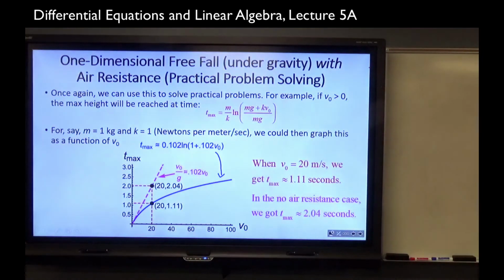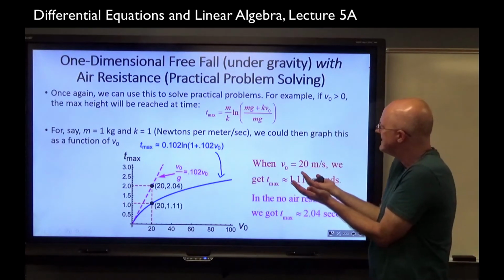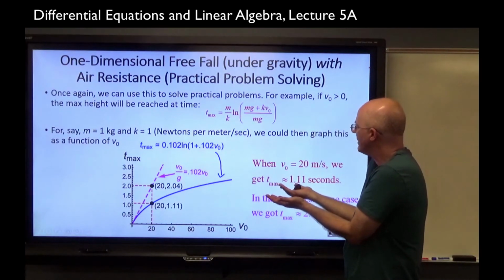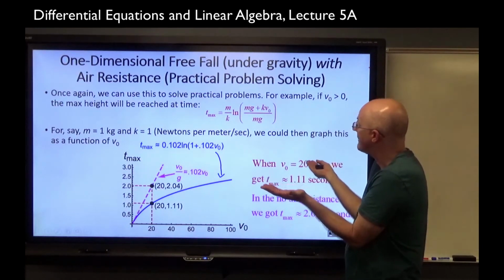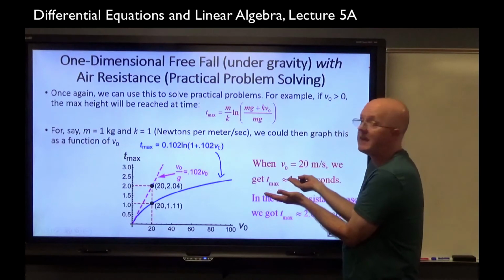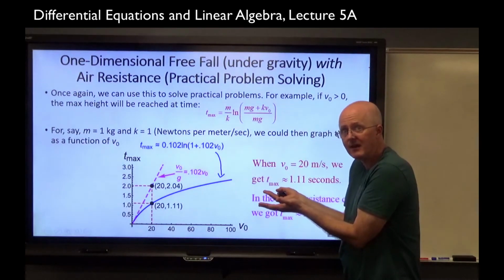In the no air resistance case, we got t to be 2.04 seconds. You can go check that again. Okay, so this is solving infinitely many problems all at once, because you've got a function that you can use infinitely many times if you had the time. And you can think about its behavior. It's really cool, I think.